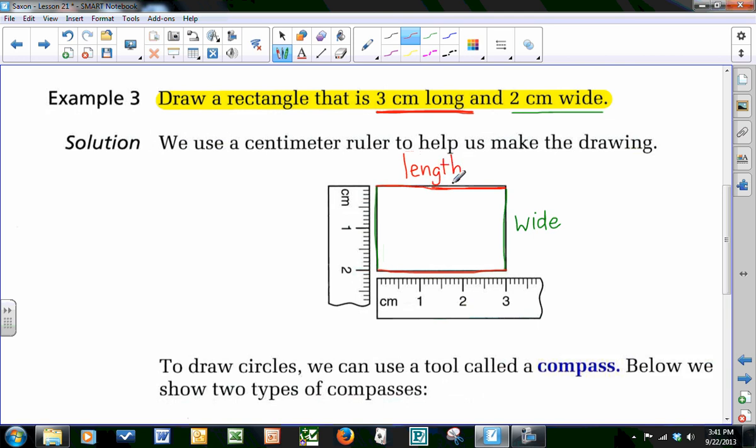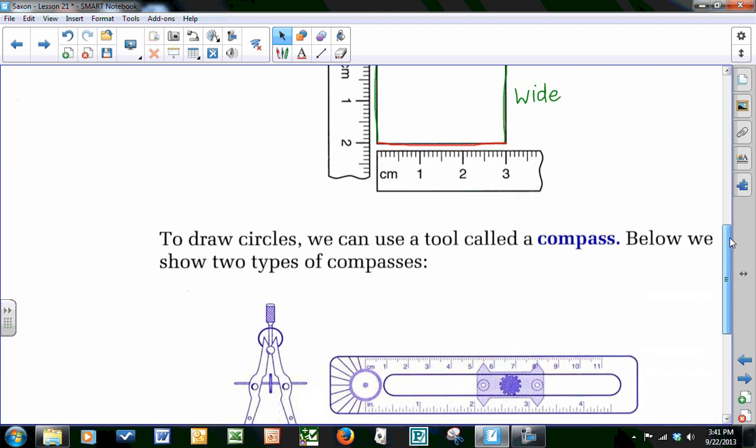That's the length. So when they ask you to draw a shape with a certain dimension, 3 centimeters long and 2 centimeters wide, you would need a ruler. And then you would draw the length horizontally and the width vertically. Okay, let me switch back to the mouse mode and we'll continue looking at examples.